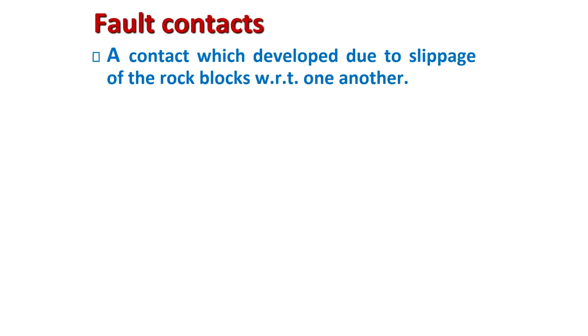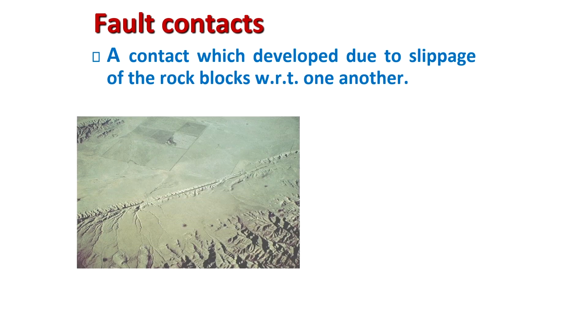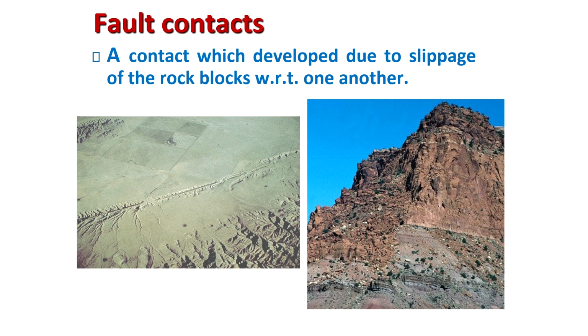So fault contacts, a contact which developed due to slippage, or you can say the displacement of the rock blocks with respect to one another. One of the best examples on surface you can see, and this is one of the dangerous fault systems on this globe, that is San Andreas fault system. And you have contacts like this. These are again fault, and there is some sort of a deformation you can see over here.